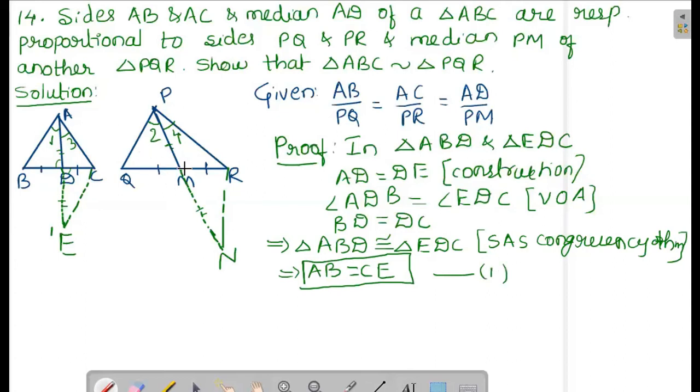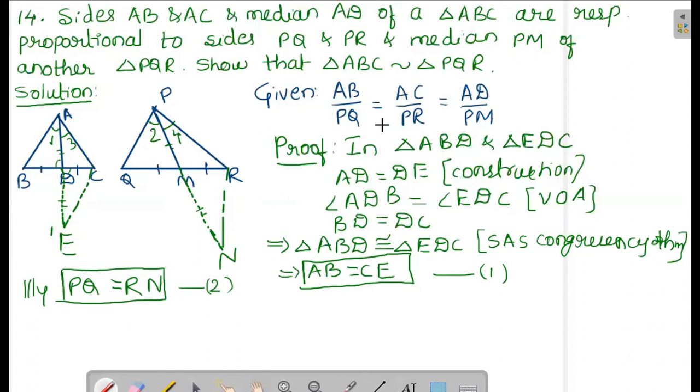Similarly, if you take these two triangles with the same proof, we can prove PQ is equal to RN. Similarly, we can prove PQ is equal to RN. Let it be 2. PQ is equal to RN.